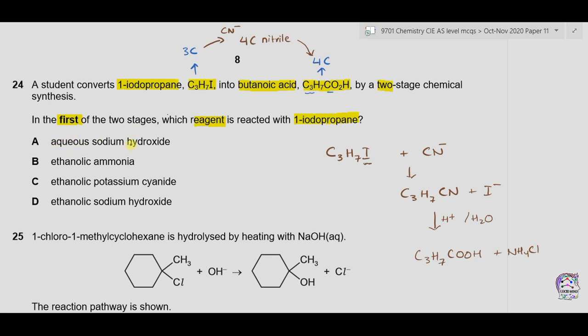Let's move towards the options. We have aqueous sodium hydroxide. This is incorrect. Ethanolic ammonia. Ethanolic potassium cyanide, as CN negative is present, so this is the correct option. D. Ethanolic sodium hydroxide. This is also incorrect. The answer is therefore C.